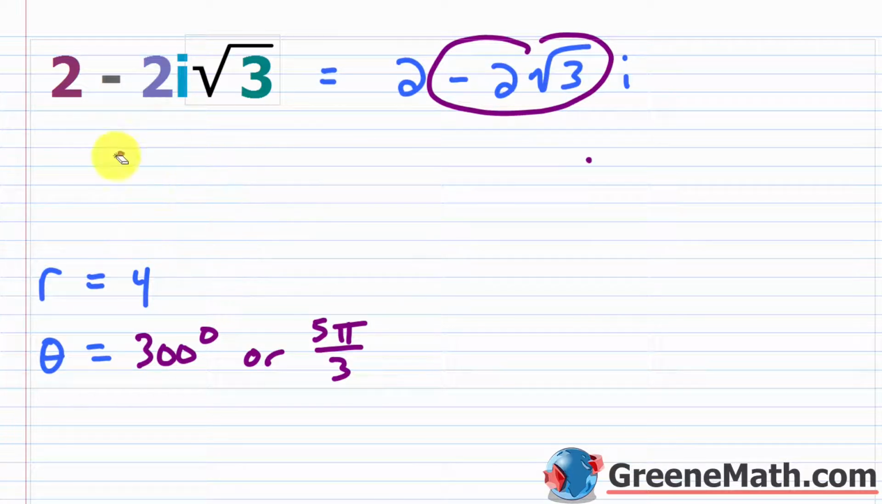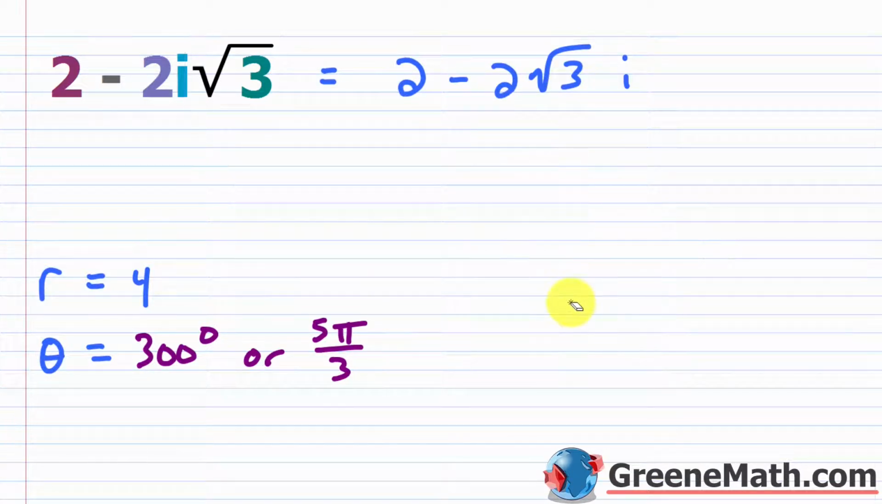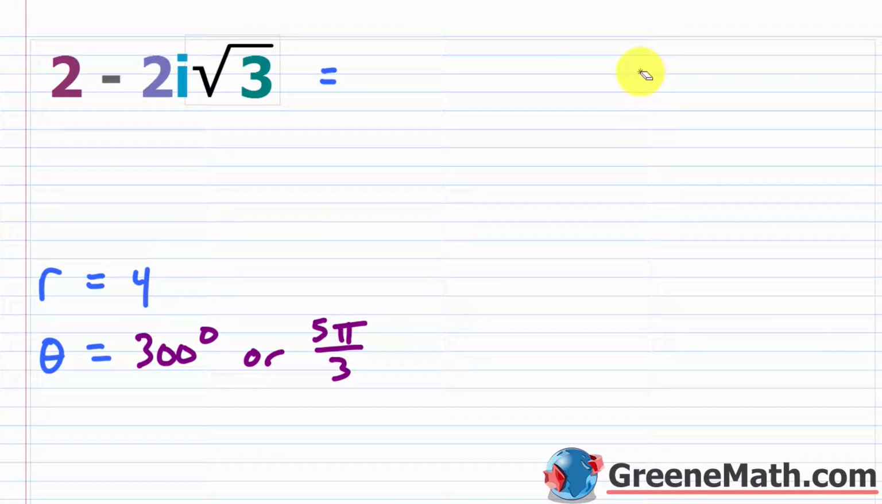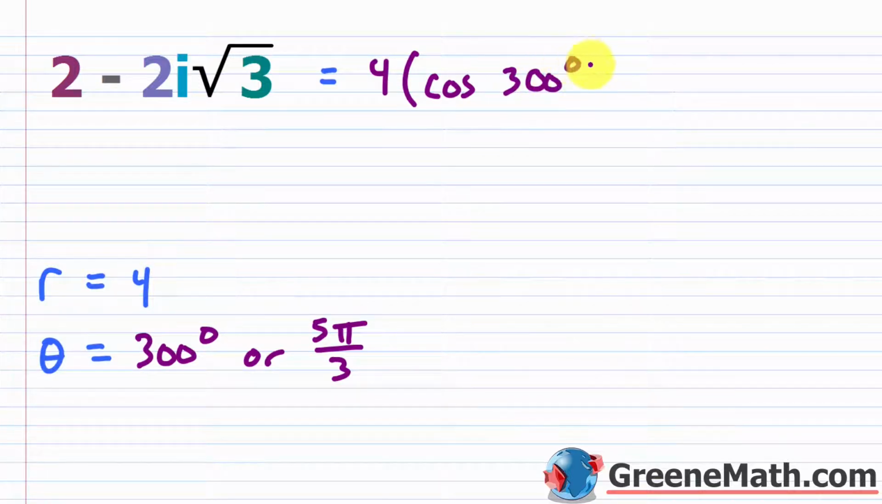We don't really need it anymore. I'm just going to write this and say that basically this would be the r, which is 4, times cosine of your angle. You can use either one you want, radians or degrees. So 300 degrees, and then plus I times the sine of that same angle, 300 degrees.